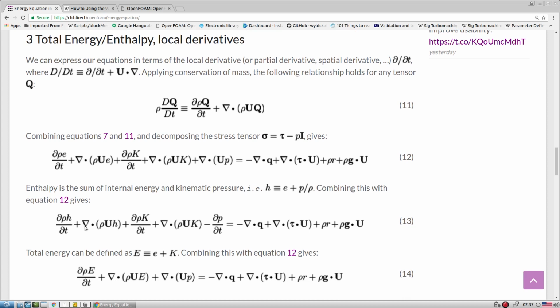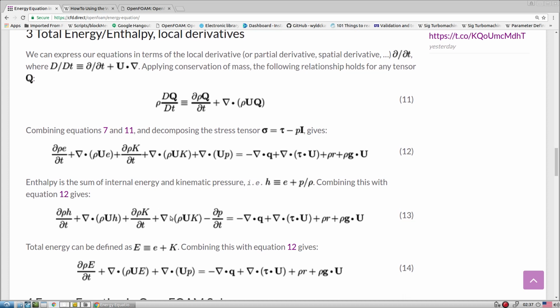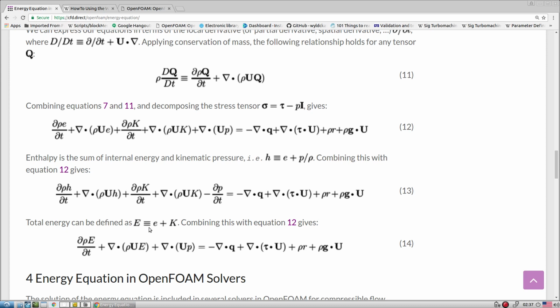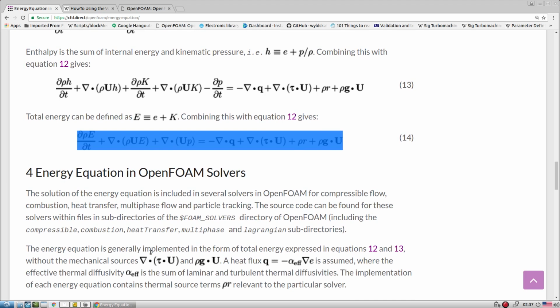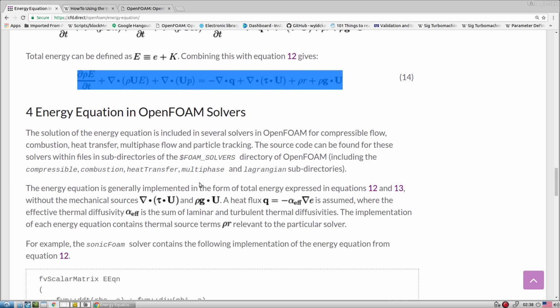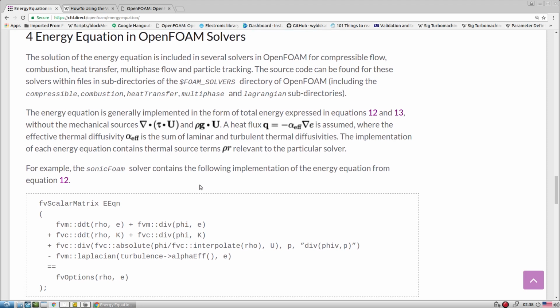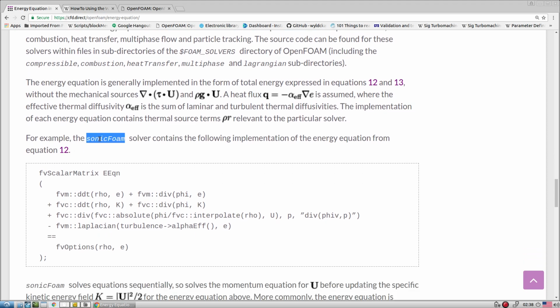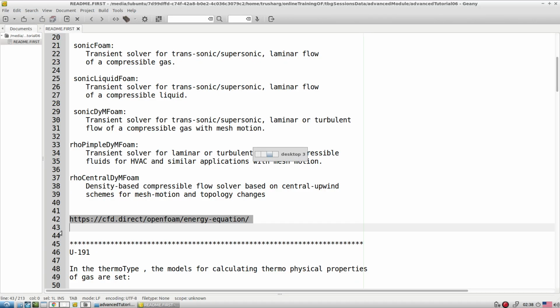Depending on the solvers, we have a different class of equation that is coded inside the solver. Then we have a total energy based one, so E plus K. That is a different class of equations available. This is the internal energy and this is from the kinetic energy, so this is segregated, both different. But if you want to combine both of them, then this is the equation we normally see in some of the solvers. Let's look at how it is coded exactly and which solver is working with which class of equations. For example sonicFoam, if you see. Let's look towards sonicFoam.